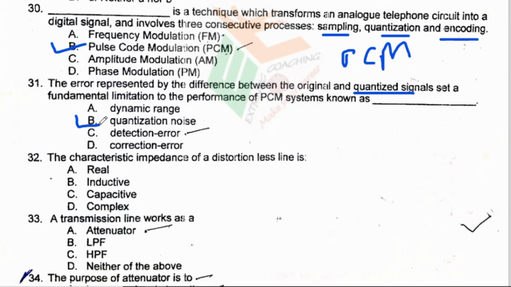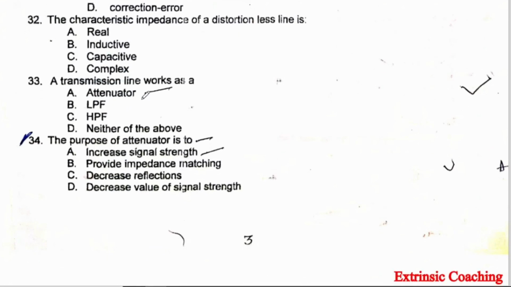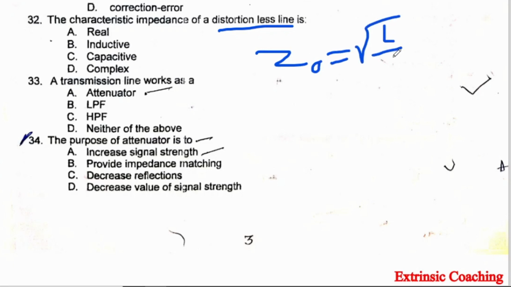Next question, question number 32. The characteristic impedance of a distortionless line: Z0 is equal to square root of L by C. It is a real one. So option A is the correct answer here.